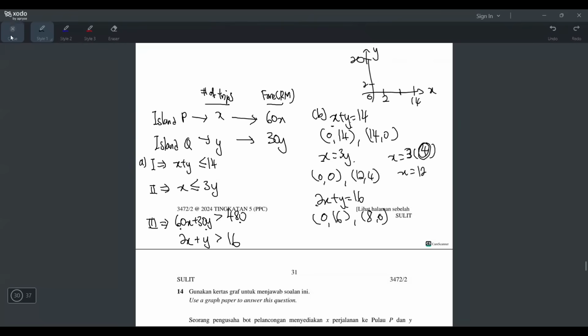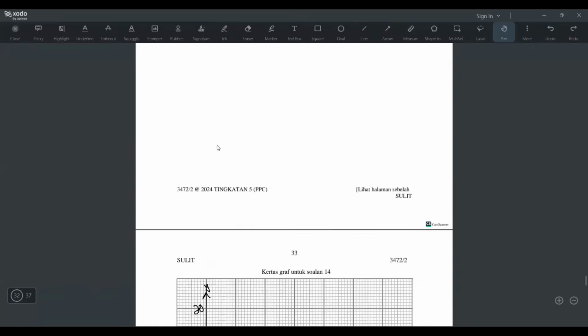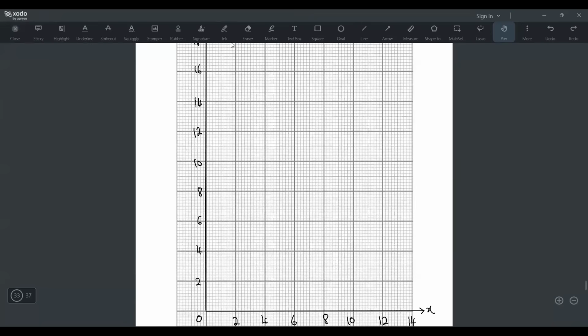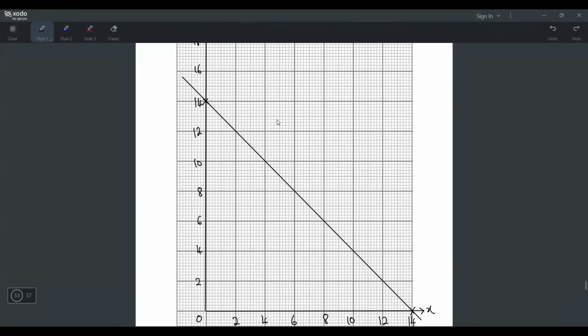Okay, 0, 14, 14, 0, x plus y 14. Let's draw the line. So this is 0, 14. This is 14, 0. And join the line. And when you join, you have to use solid line. Why solid line? Because the inequality uh have the line dekat bawah, right? So you use solid line, and don't forget to write the equation. The equation is very important, so I will write the equation down here. So x plus y equals 14.